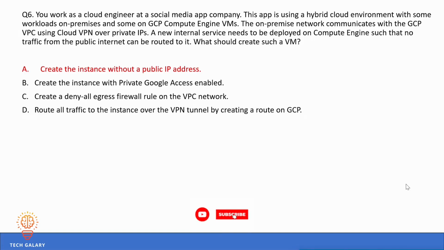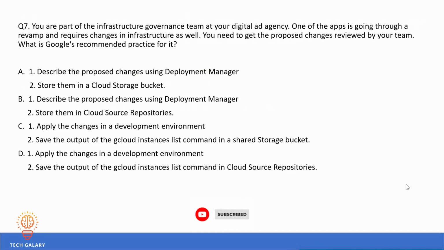Option D, route all traffic to the instance over the VPN tunnel by creating a route on GCP. This option is incorrect because it doesn't explicitly address the issue of preventing public internet traffic from reaching your instance. Now let's proceed with question 7.